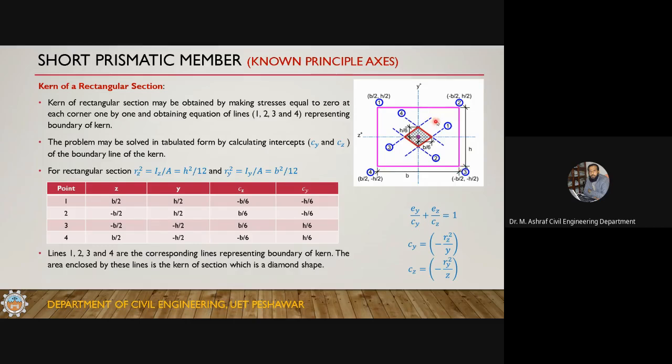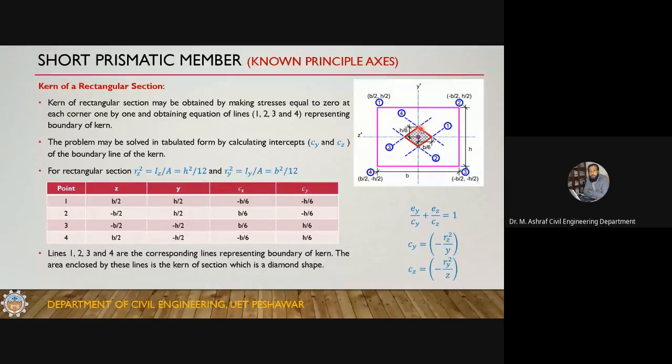So when you apply a load at this point, the stress will be equal to 0. And when you apply the load outside this section, then a part of the section will be under tension, and there will be some neutral axis. But in this case, the neutral axis will not fall within the cross section. There will be no actual neutral axis because the whole cross section is under compression.